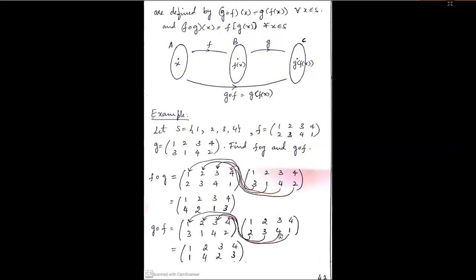Next, 3 is mapped to 4 and 4 is mapped to 2. So you have 3 is mapped to 2. 4 is mapped to 1 and 1 is mapped to 3. So you have 4 is mapped to 3. So this is how you find out F composition G as well as G composition F.